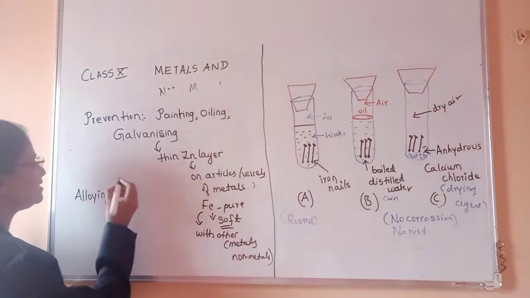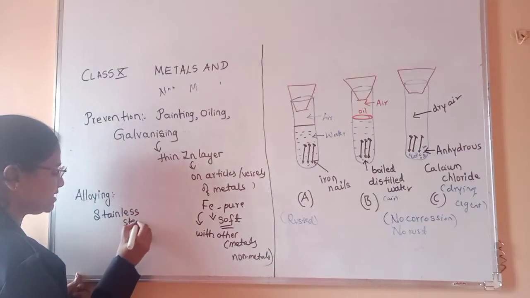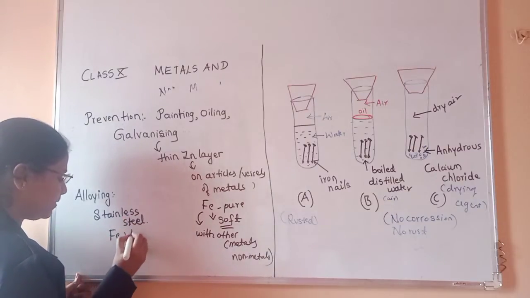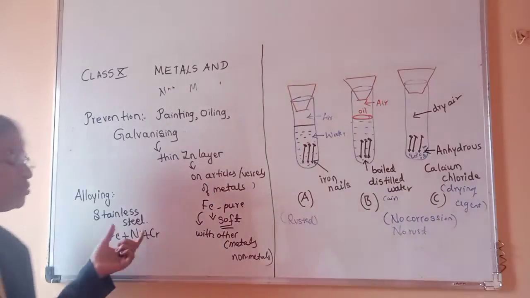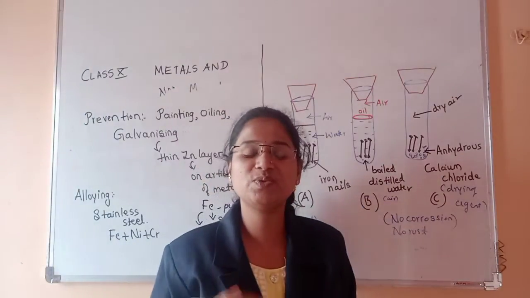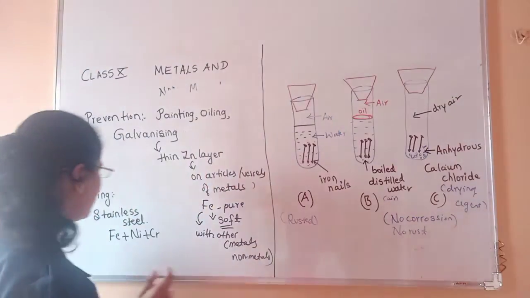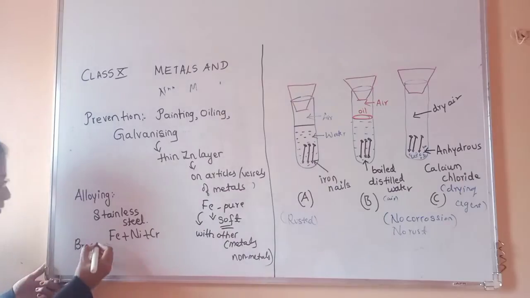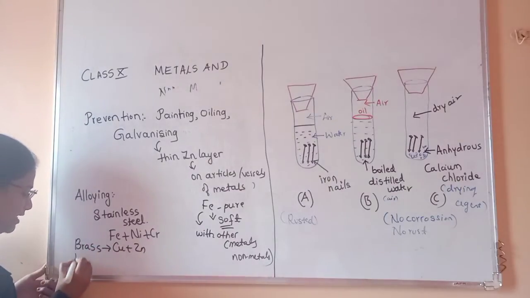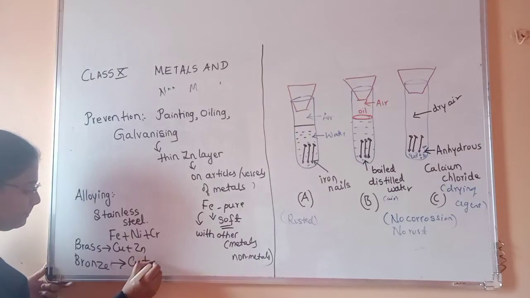For example, stainless steel is made up of iron plus nickel plus chromium, which will not allow it to rust, and it will have a longer shelf life. In the same way, we can see alloys like brass, which is made up of copper and zinc, and bronze, which is made up of, I guess, copper and tin. Copper and tin.